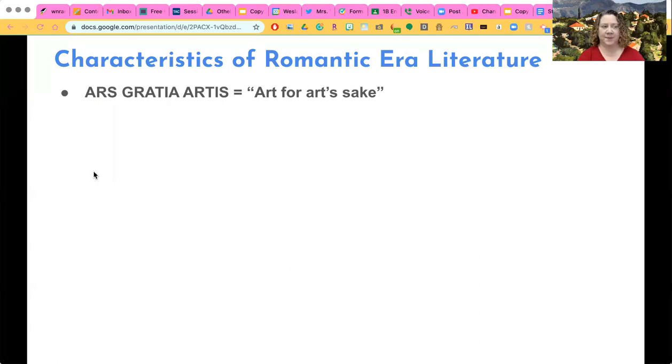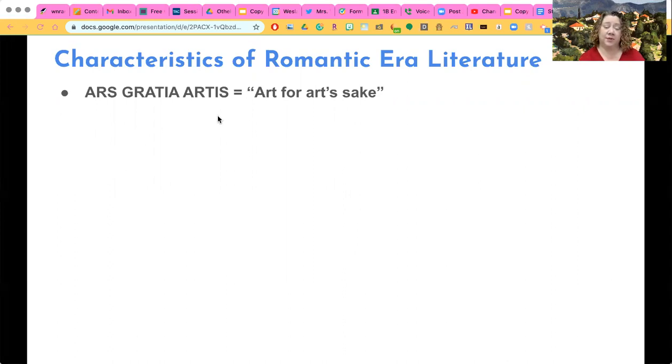And so I'm not like John Milton trying to make a point about sin and how people should behave. I'm not like Jonathan Swift trying to criticize my society and my art is for that purpose. The Romantics kind of said, sometimes you can just create art because it's beautiful. You can create a poem that doesn't have a distinct meaning. It's just a celebration of an image. It's just a beautiful line of poetry or stanza or whatever.